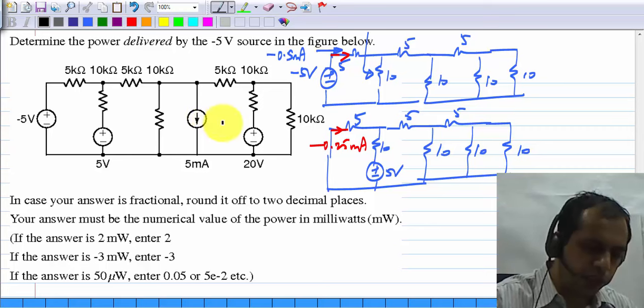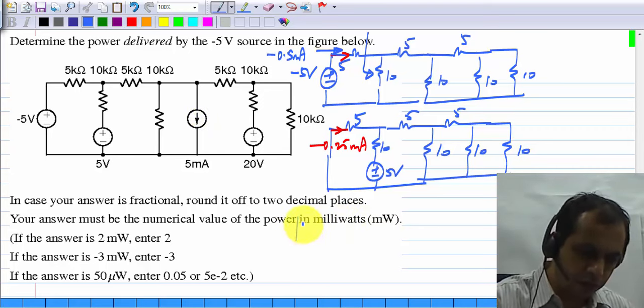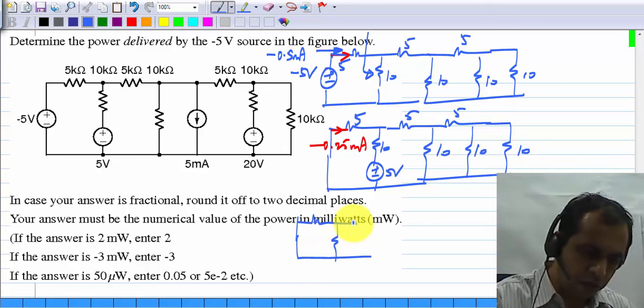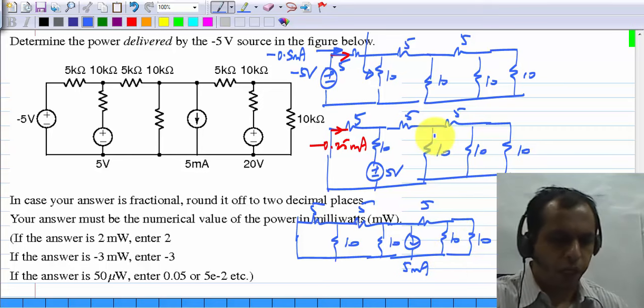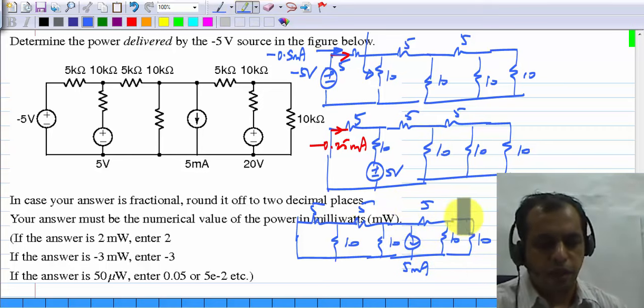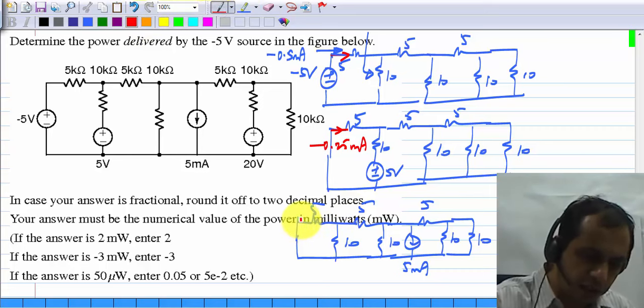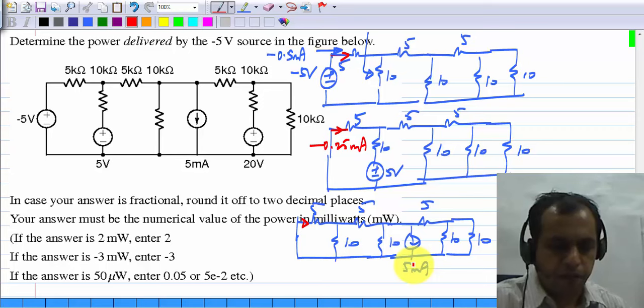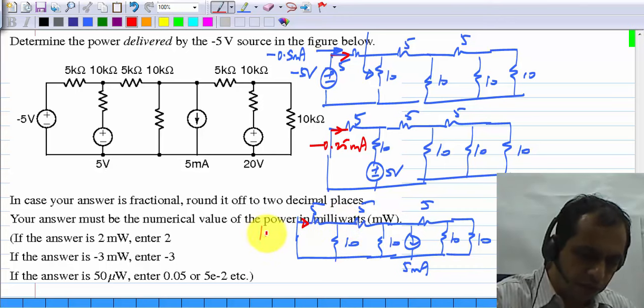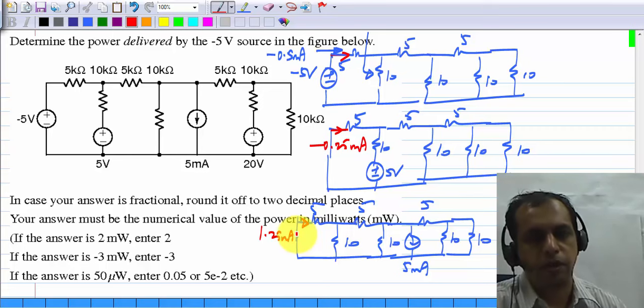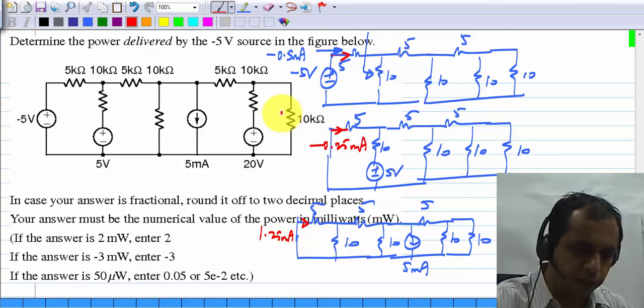And you can take the next one, which is the 5 milliamp current source. Again, when you have a single source with all kinds of complicated connections of resistors with series parallel combinations and current division and so on, you can find out what you're interested in, which is the current over there, and that will turn out to be actually 1.25 milliamperes, it turns out. Okay.